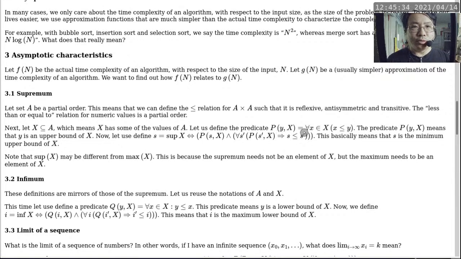So P returns true if and only if for all lowercase x in uppercase X, in other words for every single element in X, x is less than or equal to y. Alright, so that's P of y, X. Do we have any questions about what this P of y, X is talking about?